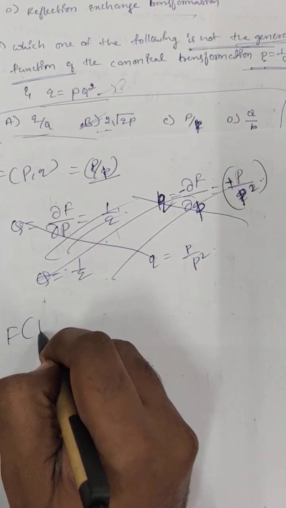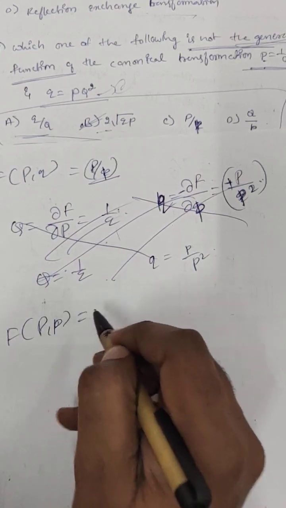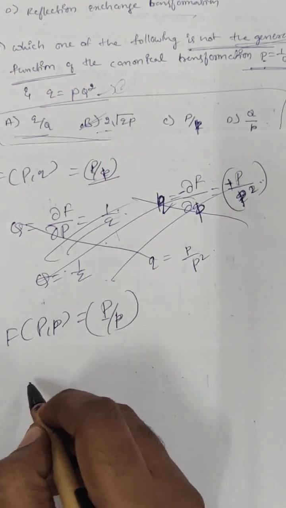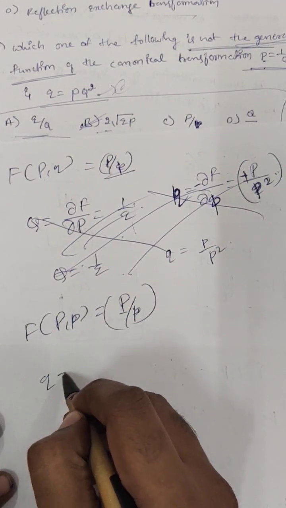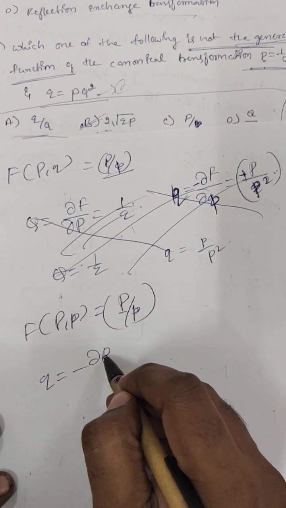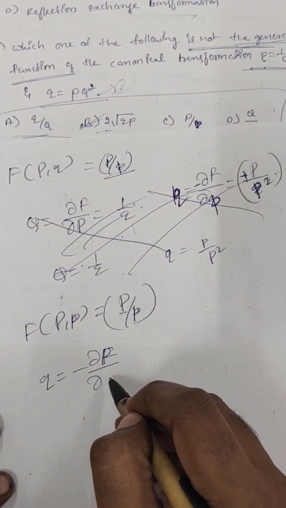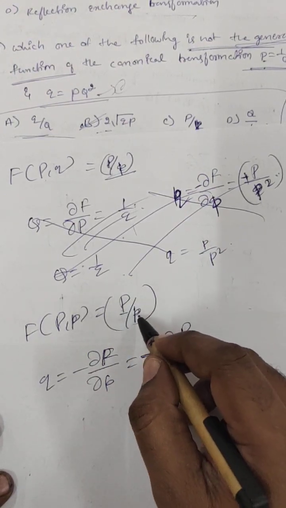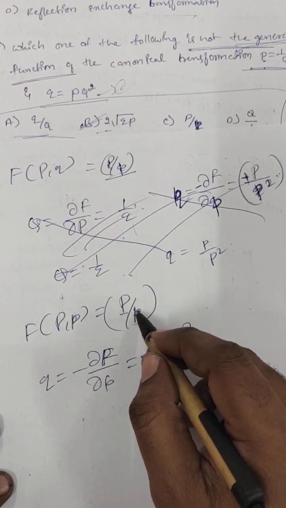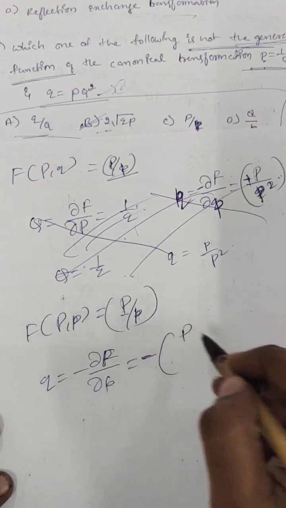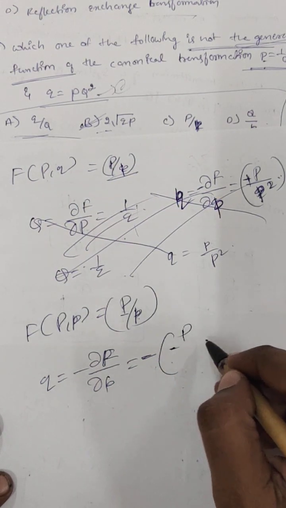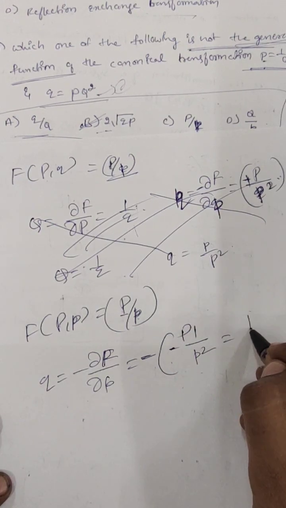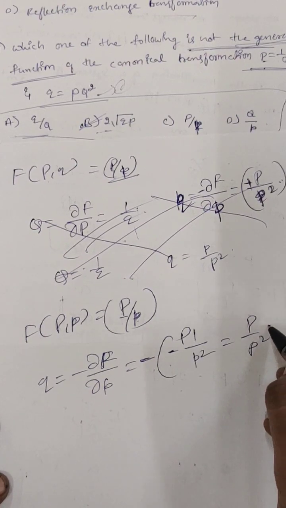Let us take f of p comma small p, which is equal to p by p. This is small p and this is capital P. So the missing one is q, minus of dou f divided by the present one, dou small p, which is equal to minus of p, in the denominator we have minus small p, so it is like 1 by x. Differentiation of 1 by x is minus 1 by x square, so minus 1 by p square, minus into minus plus, so p by p square is equal to q.